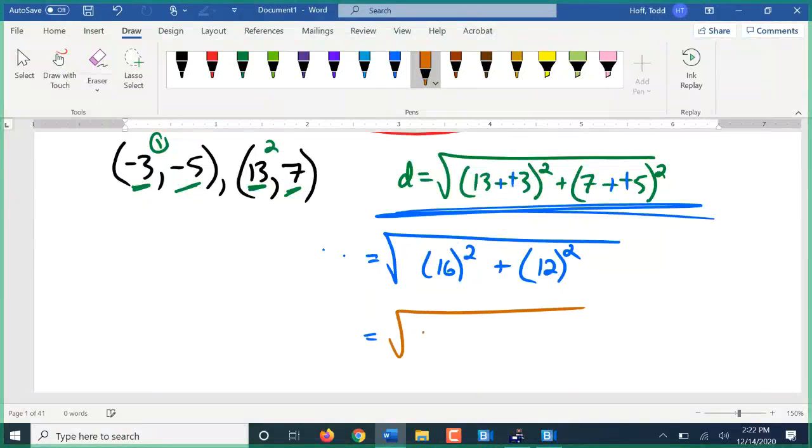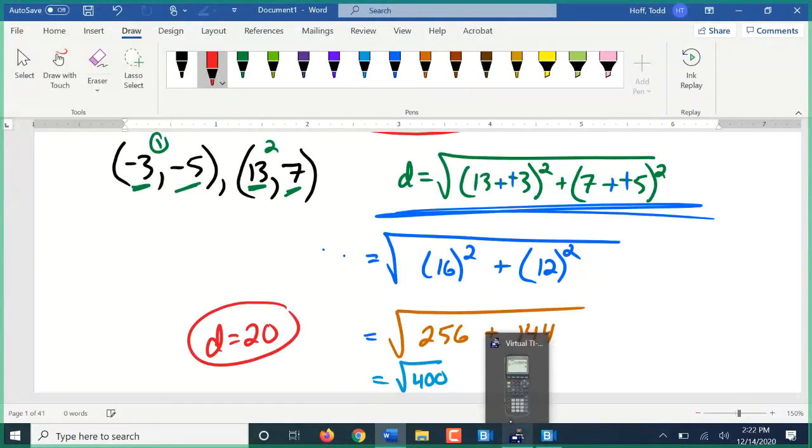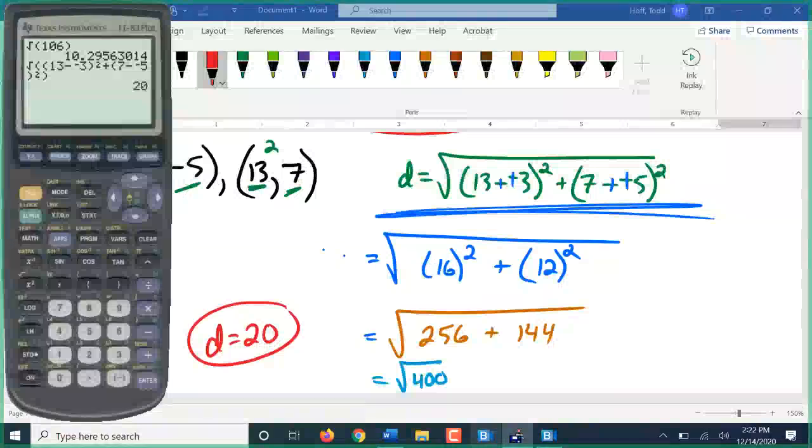16 squared is 256. 12 squared is 144. I add those together, I get 400, and the square root of 400 is 20. So, yeah, that's the same number we had, just punching the formula into the calculator.